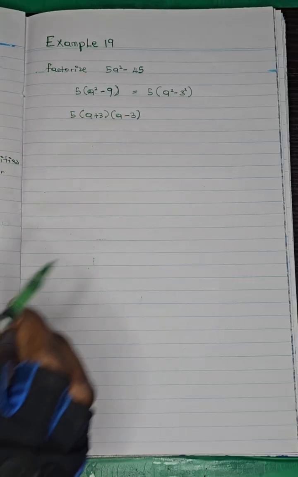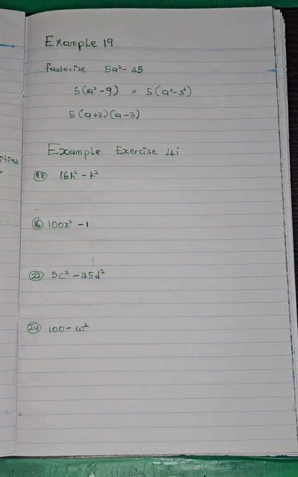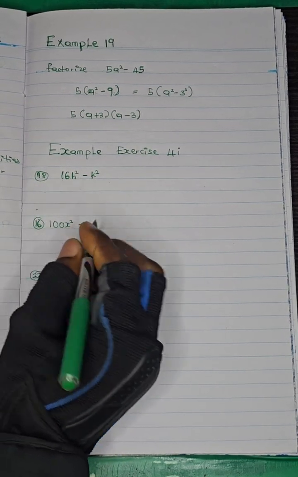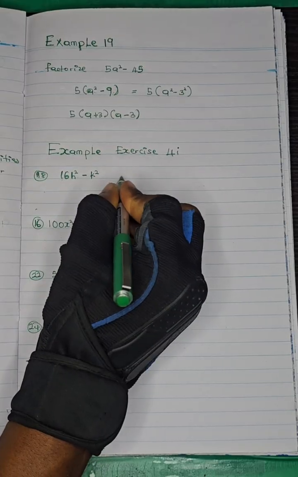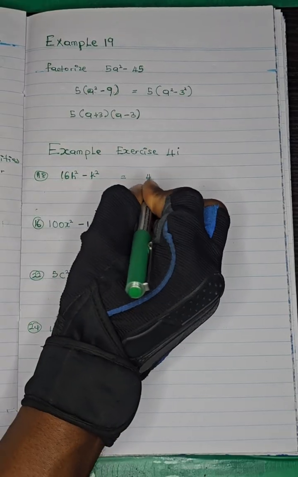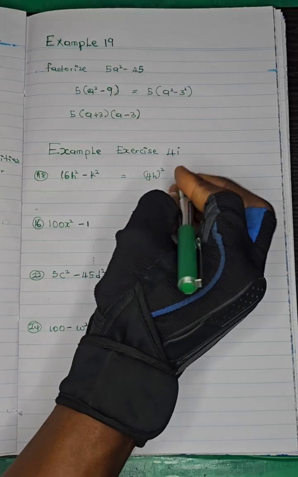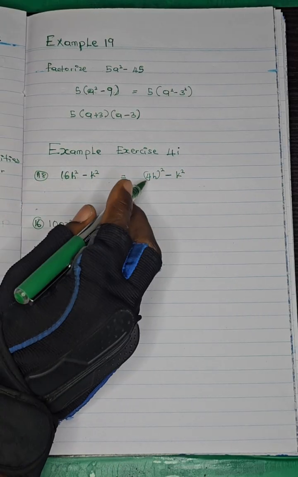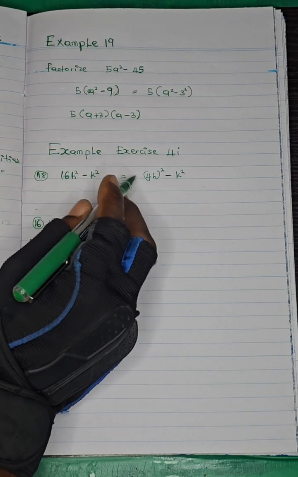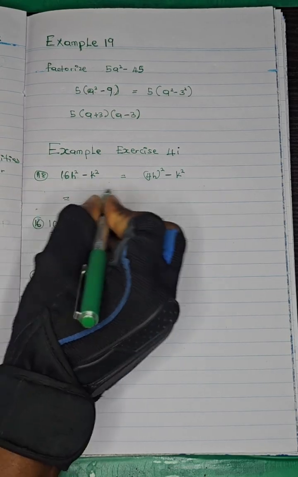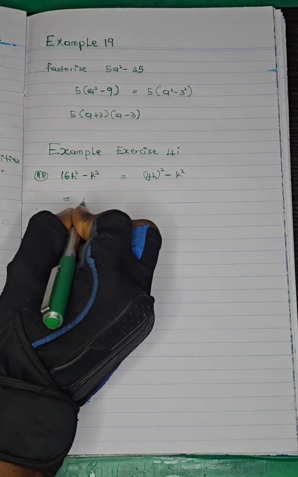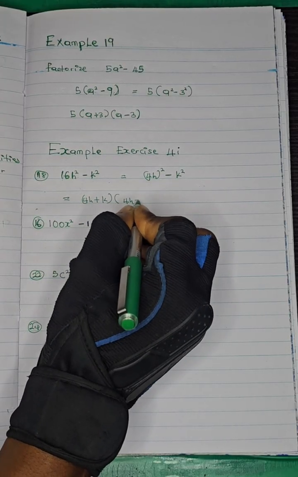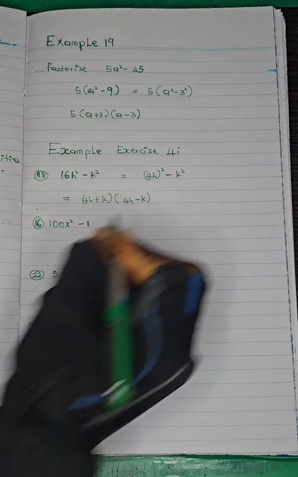So let's solve some exercises. Let's solve exercise 14i. Number 18, we have 16h squared minus k squared. We can also write this as 4h all squared minus k squared, because this is 16. 4 squared is still the same 16, so that's why we write it this way. In this case, we are now dealing with what we have in the bracket, and k. So I have 4h plus k, bracket 4h minus k.